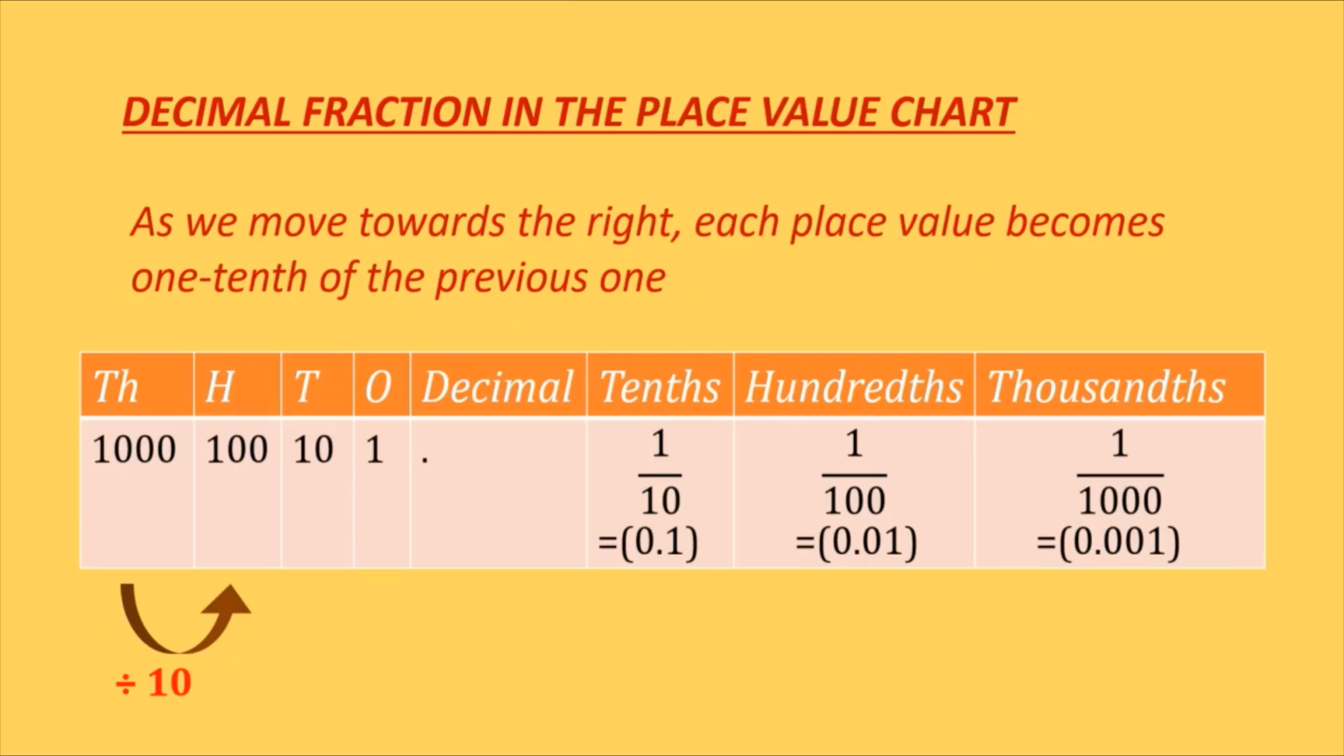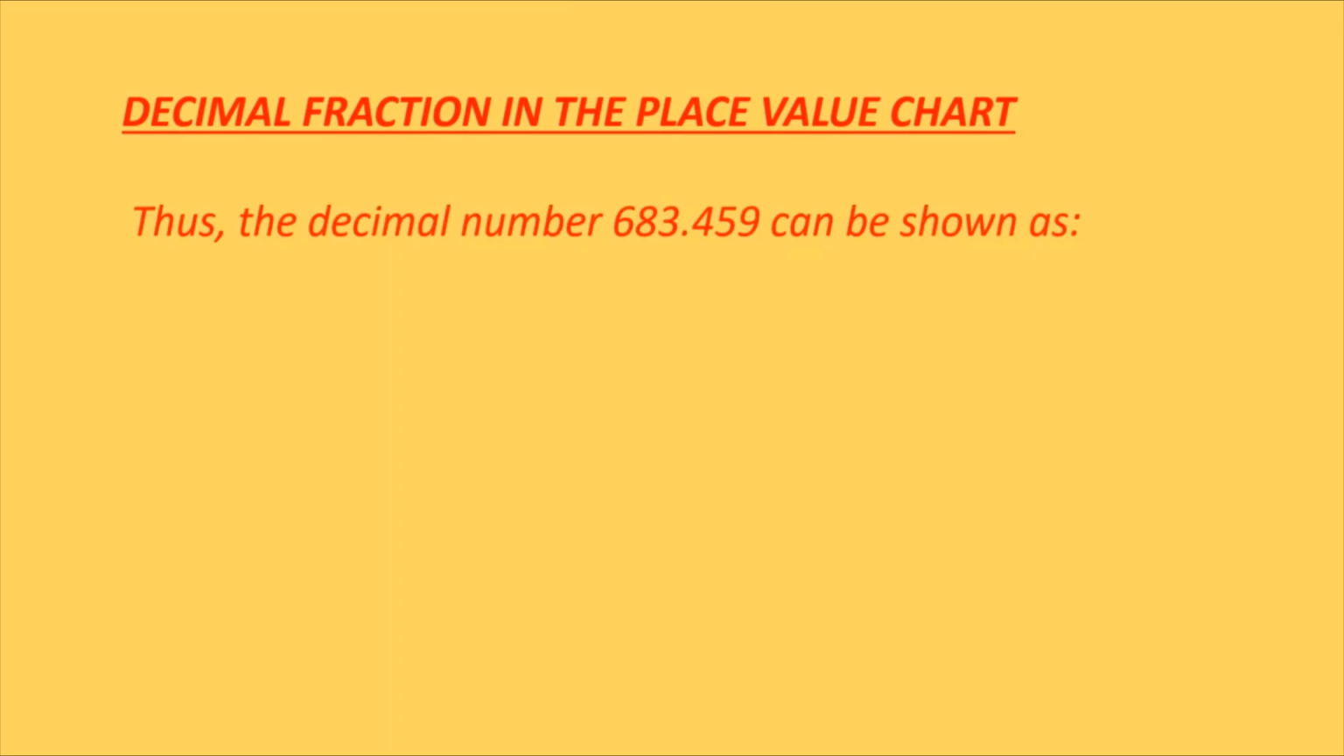Like 1000 divided by 10 we get 100. Then 100 divided by 10 we get 10. 10 divided by 10 we get 1. 1 divided by 10 we get 1 by 10. 1 by 10 divided by 10 we get 1/100th or 1 by 100. And 1 by 100 divided by 10 we get 1/1000th. This will be clear when we see through an example.